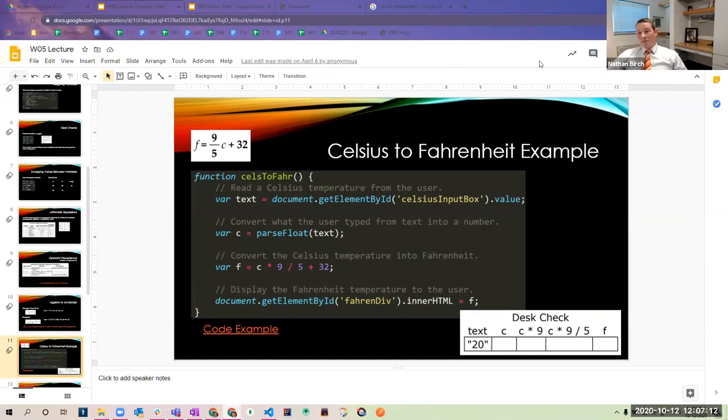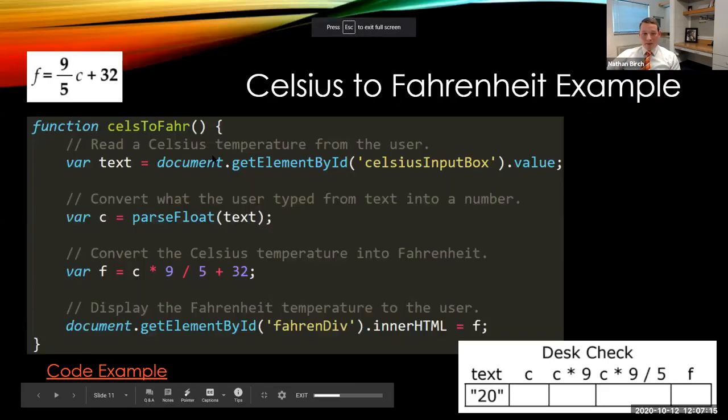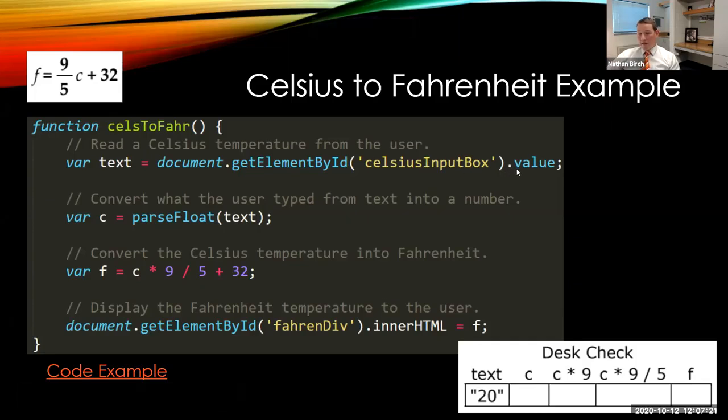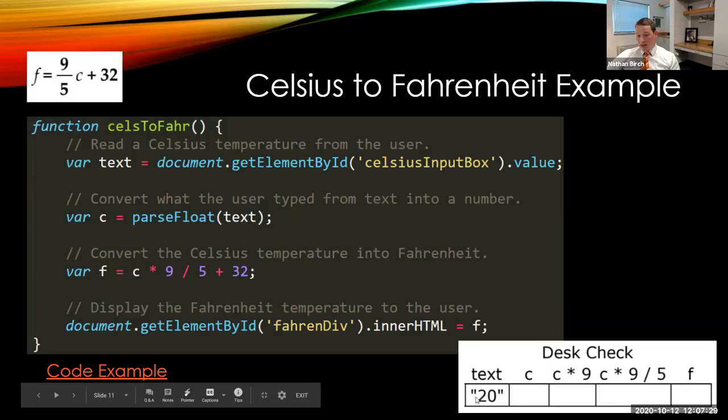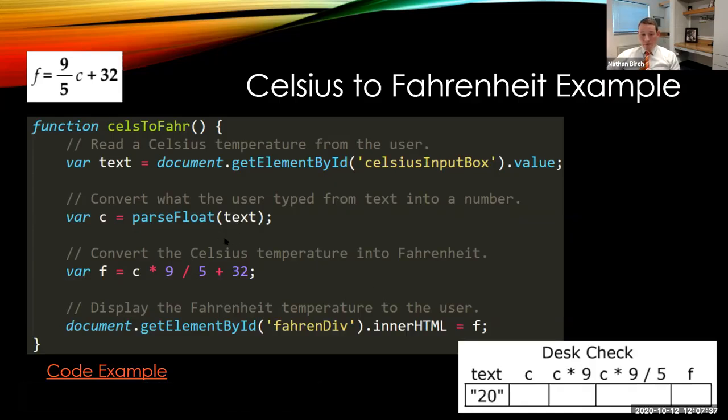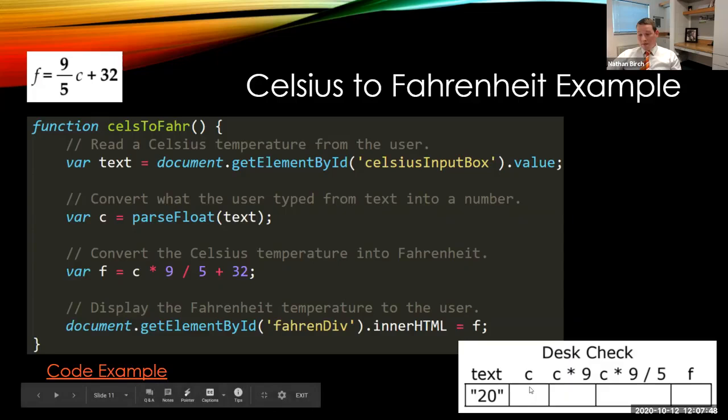Okay, so in this program right here, we have document.getElementById Celsius input box dot value. So we'll get a value from a user, whatever number they type in, and this will always return a string. You can see our desk check down here. It shows text as the number 20 that the user typed in, in quotation marks as a string. And then we say parseFloat. This converts a string into a floating point number, so it's just a number that allows a decimal point. So if we did parseFloat on text, then C would just be the number 20 with no quotation marks.